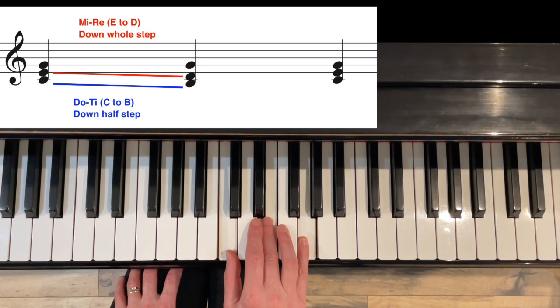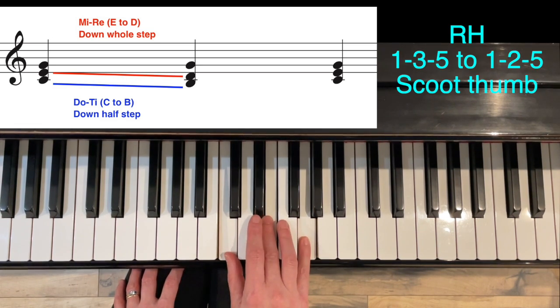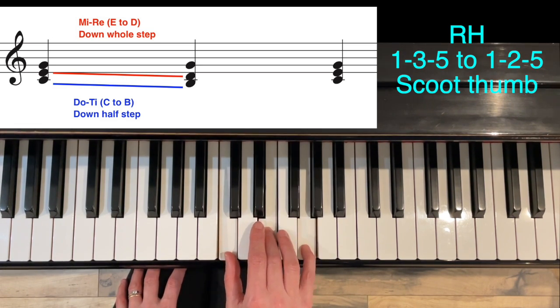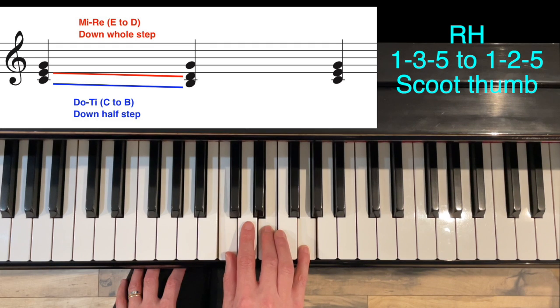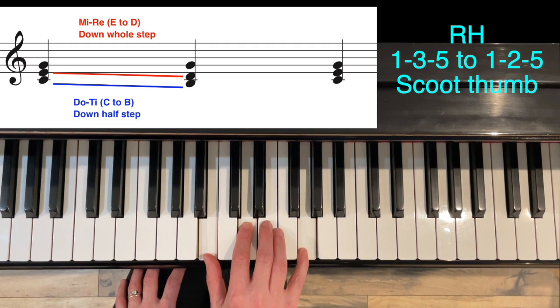As far as the fingering goes, if you're playing this progression with your right hand, start with 1, 3, 5 for the 1 chord. Then when you move, you're just going to play finger 2 where it is and scoot your thumb down a half step, and then scoot your thumb back up a half step.